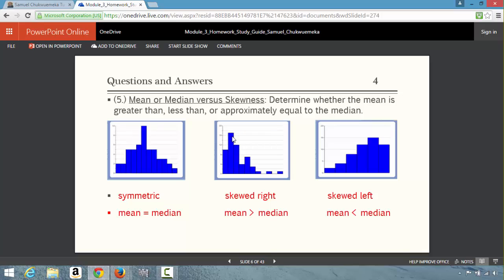But if the mean is greater than the median, you see the tail end is to the right. This is skewed right. And if the mean is less than the median, the tail end is to the left. It is skewed left.